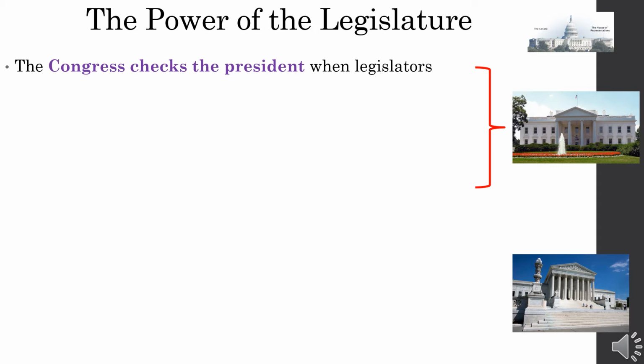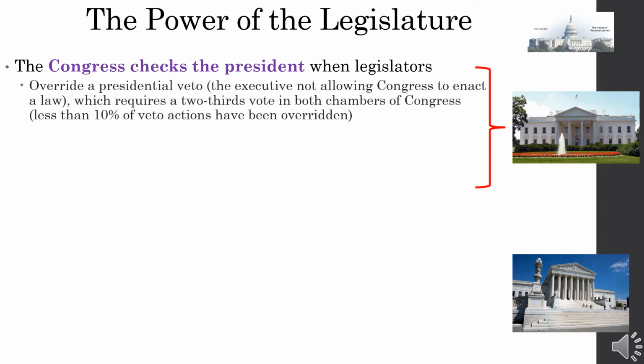The Congress checks the president when legislators do one of two things. The first thing has to do with making a law. Congress passes a proposed law and gives it to a president. The president either signs the proposed law and it becomes a law, or he says, no, I don't want to do that. Well, when that happens, Congress can override a presidential veto. That's when the executive does not allow Congress to enact a law. It requires a two-thirds vote in both chambers of Congress. They send a proposed law to the president, he says no, and if both chambers of Congress in a two-thirds majority say yes, it becomes a law.